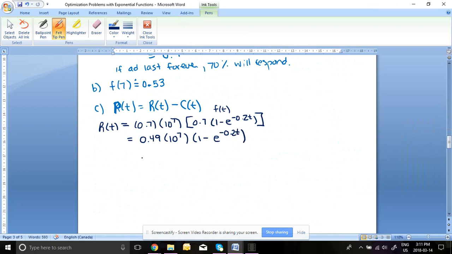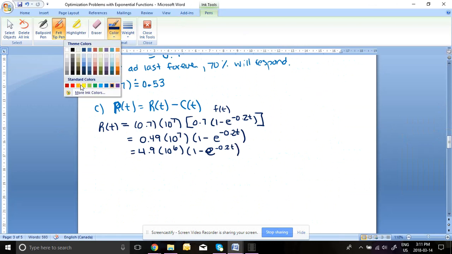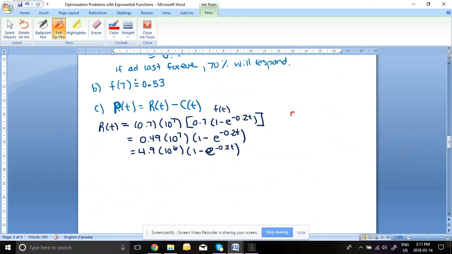Okay, so we can take a decimal place out of here and make this 4.9 times 10 to the 6 times 1 minus e to the negative 0.2 t. Okay, so that is our revenue function. And so we can also come up with our cost function. So our cost function is 30,000 plus 5,000 per day. So plus 5,000 t. Okay, so there's our revenue function and our cost function.